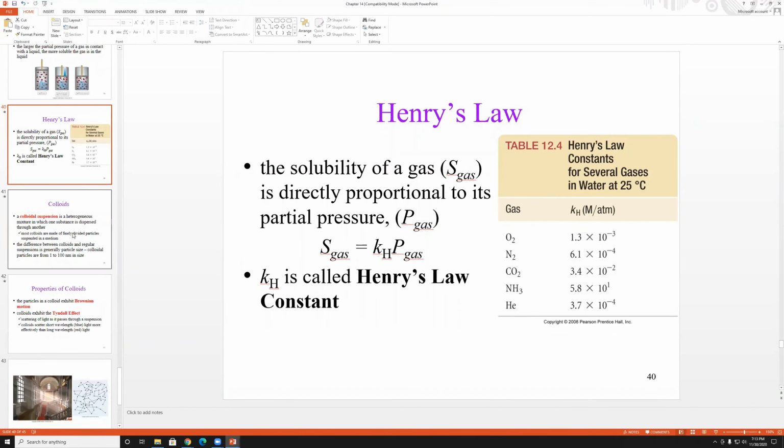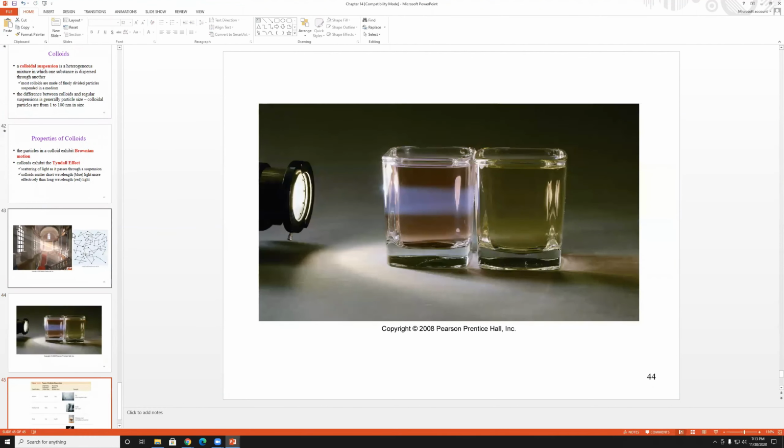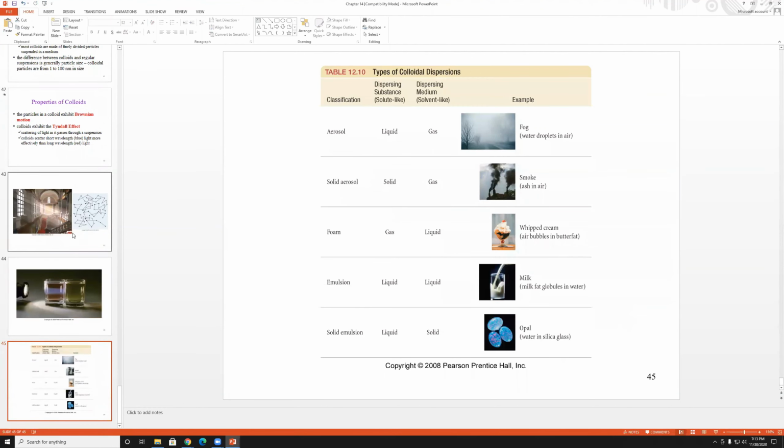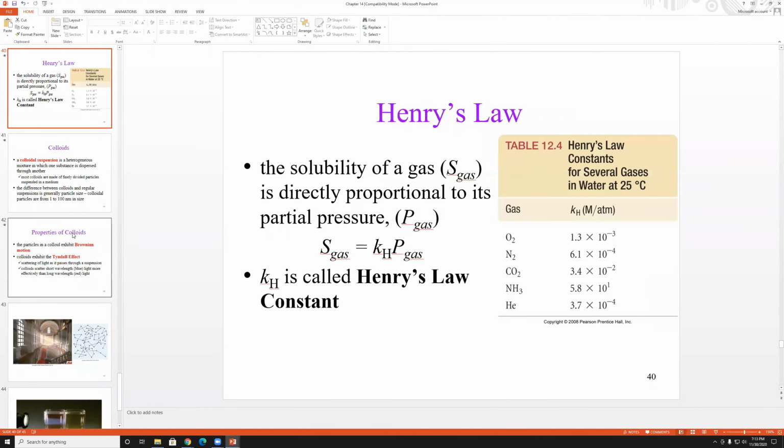Okay, don't worry about colloids too much. Colloids. Yeah, that's more physics stuff. We're going to talk more about solids in chapter 14, and different types of crystallization and lattices and stuff. But okay, so that's about it.